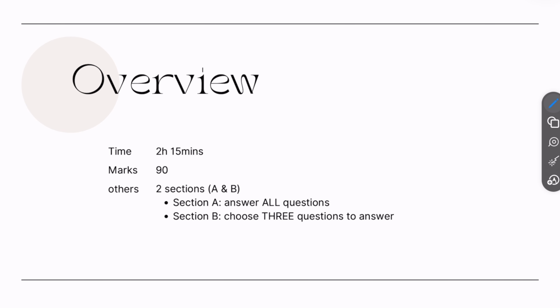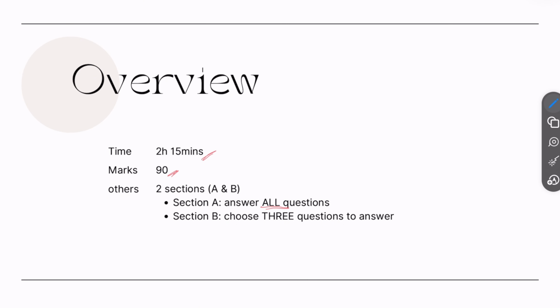The total time allocated for Paper 2 is 2 hours 15 minutes, which actually sounds pretty long, but it's just the right amount of time given the total amount of questions in this paper. And the total marks for Paper 2 is 90, and there are two sections in total, Section A and Section B. In Section A, you're expected to answer all the questions, while in Section B, 4 questions are given and you have to choose 3 to answer.